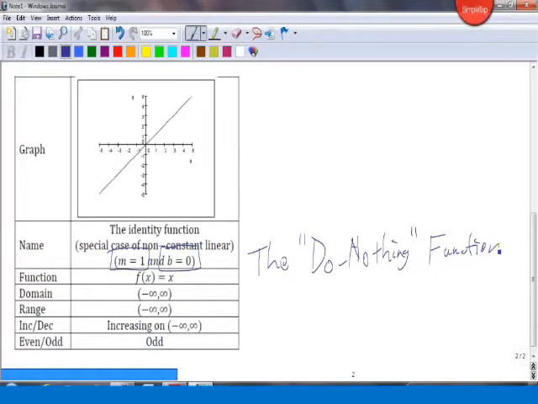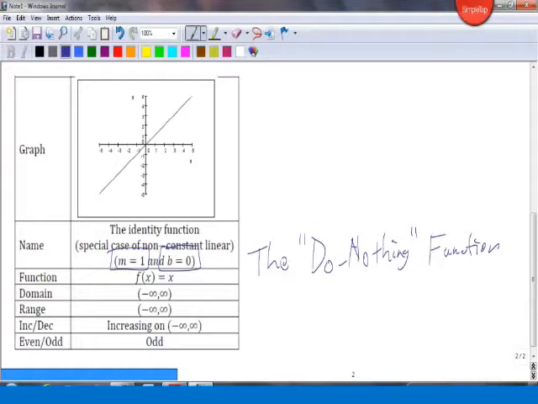F of 0 is 0. F of 1 is 1. F of 2 is 2. F of negative 19 is negative 19. It takes every real number and maps it to itself. Although it does nothing at all, it turns out to be surprisingly useful when we look at inverse functions.